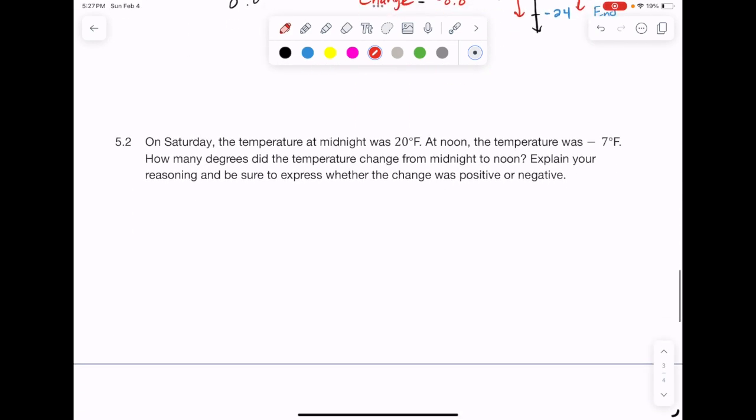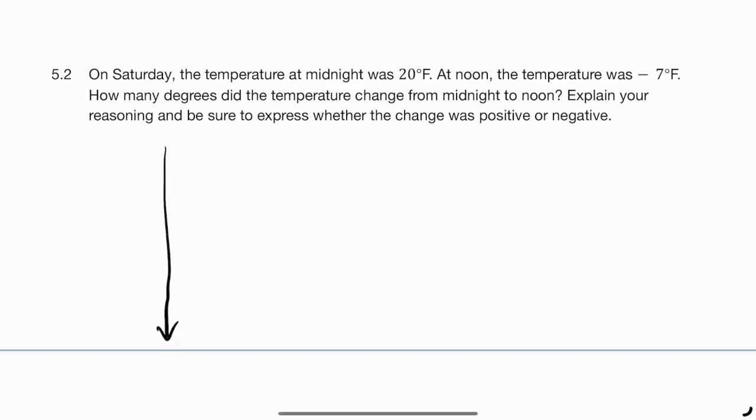Okay. Then we have 5.2. On Saturday, the temperature at midnight was 20 degrees Fahrenheit. At noon, the temperature was -7 degrees. How many degrees did the temperature change from midnight to noon? So in this, 20 degrees is my start. That is midnight. And we end at -7 degrees at noon. And you want to figure out the change.